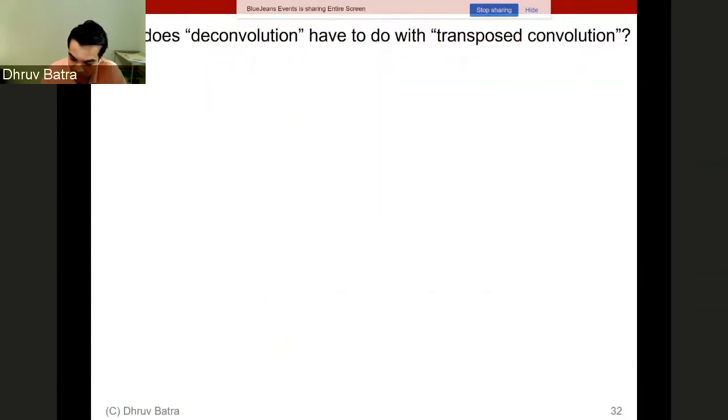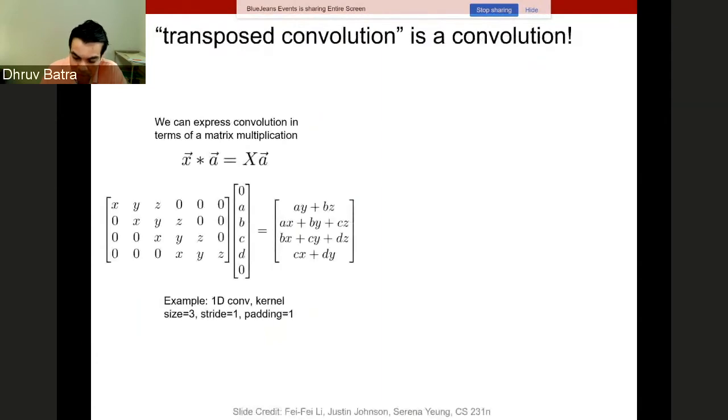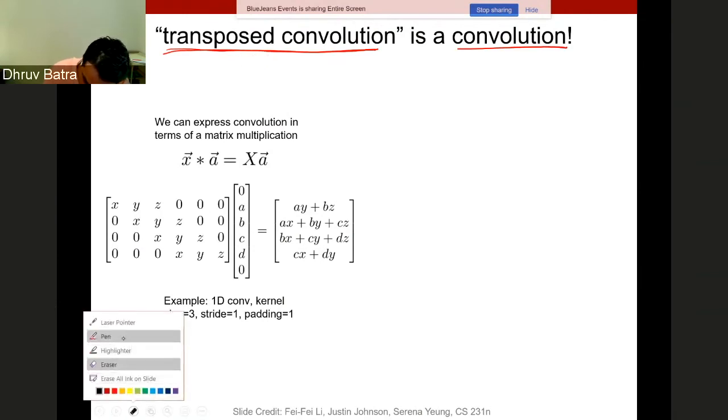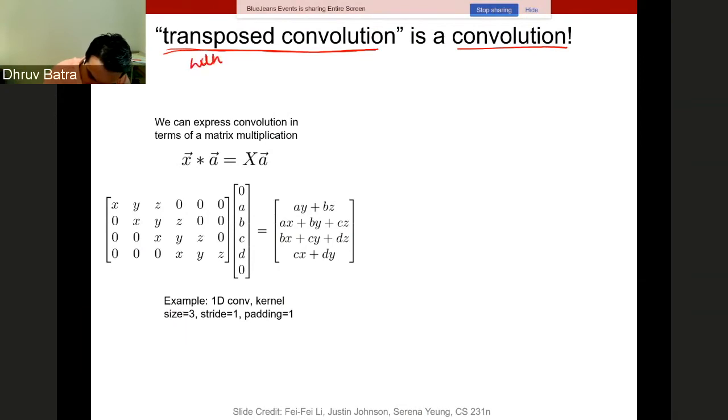Okay. I already answered this question on this slide. The last thing that I want to introduce about transposed convolution is, we've learned that transposed convolutions are called transposed because they're the transpose of the Toeplitz matrix. But a transposed convolution is itself a convolution. So a transposed convolution with filter W is a convolution with a different filter.